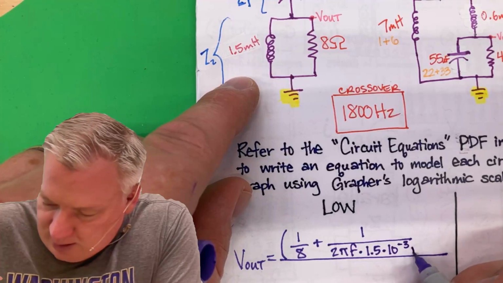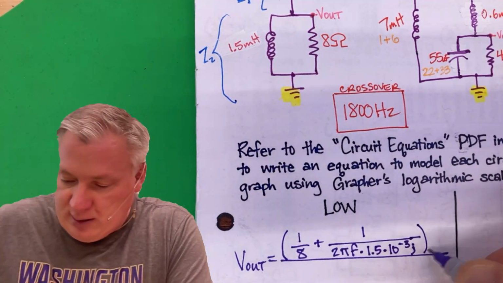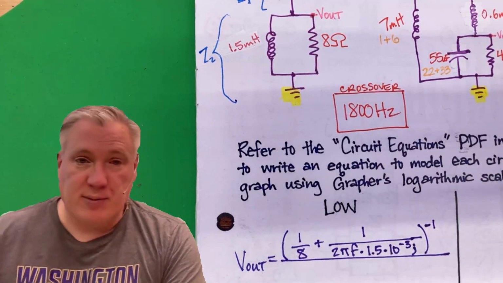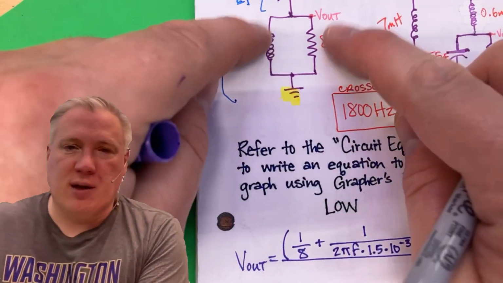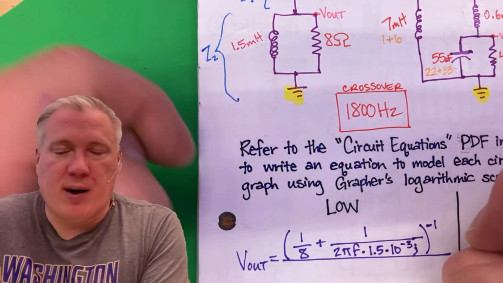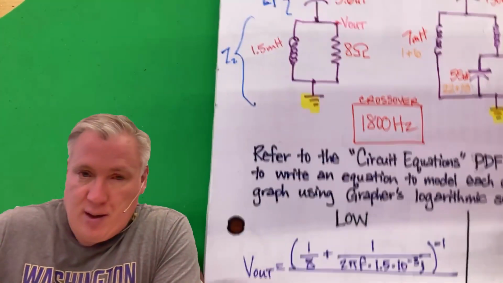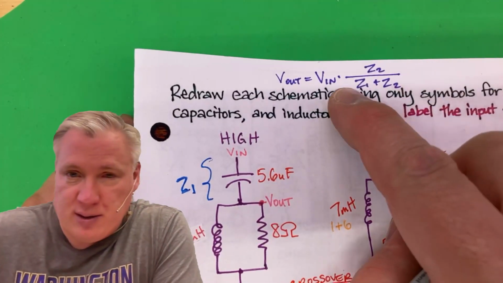And then I always add a j at the very end. Okay, and then I end those parentheses. Negative 1 power. That's because they're parallel. So when they have 2 things that are parallel, 1 over the first plus 1 over the second to the negative 1 power. Okay, and then on the bottom of this fraction, it just goes Z1 plus Z2.